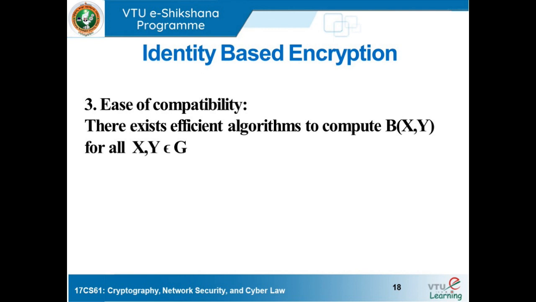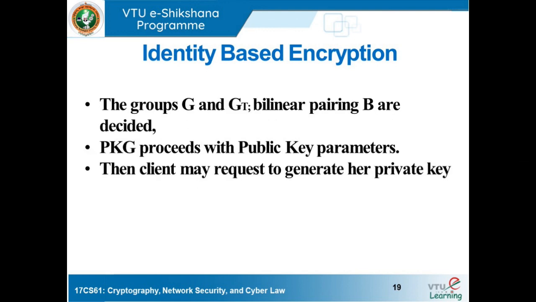Now what we mean by ease of compatibility. Now ease of compatibility refers to the fact that there exist efficient algorithms which can be used for computing bilinear mapping among pairs of elements for all these elements x and y such that they belong to the group G. Now using these three features, let's see what happens in case of identity based encryption.